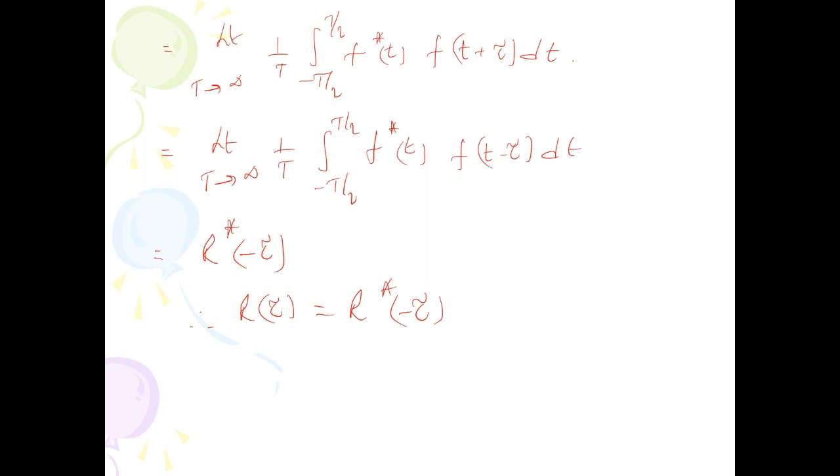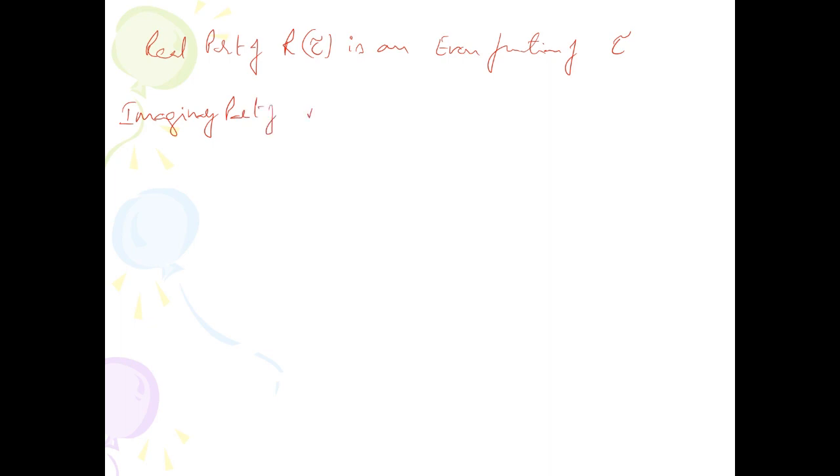Similarly it holds good for power signals also. For real signals, R of tau is equal to R of minus tau. From this, we can conclude that the real part of R of tau is an even function of tau. Similarly, the imaginary part of R of tau is an odd function of tau. So this is for normal complex signals.